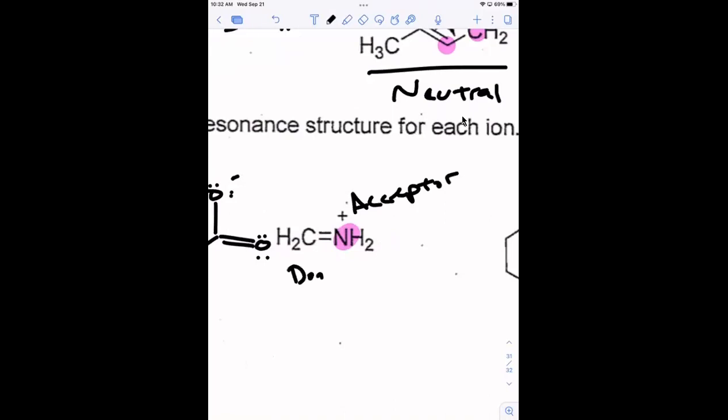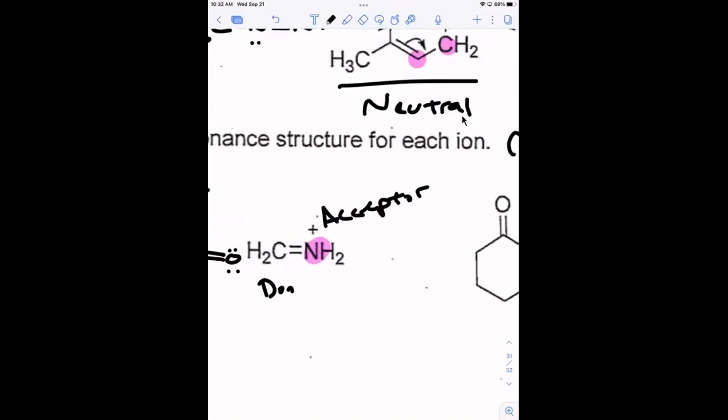That's the reason I keep stressing that, is because when we get to the next section, dealing with acids and bases, and the next section after that, dealing with nucleophiles and electrophiles, that concept doesn't change. It's always from donor to acceptor, or from source to sink, or from electron rich to electron poor. That's how electrons flow, because electrons are negative. So they're always going to move towards what's positive. So my pi bond is the donor.